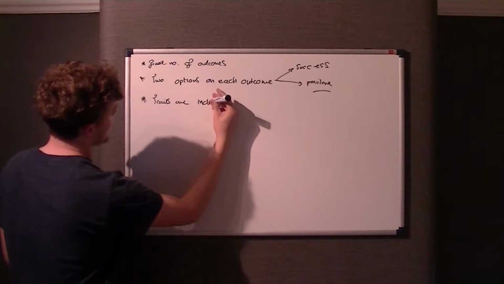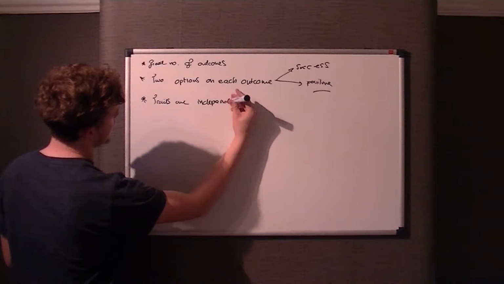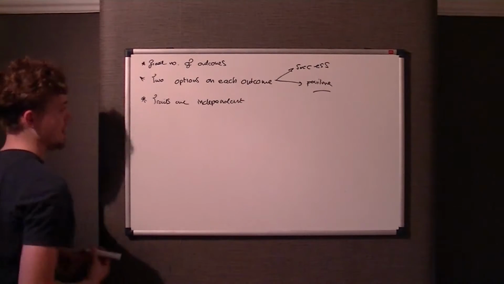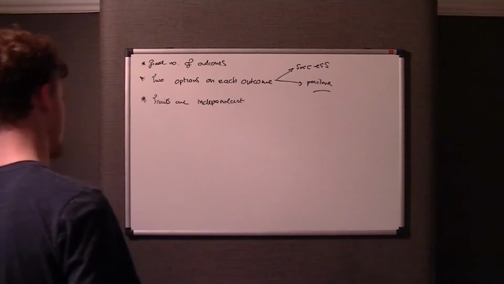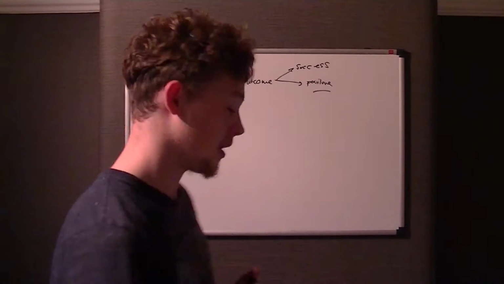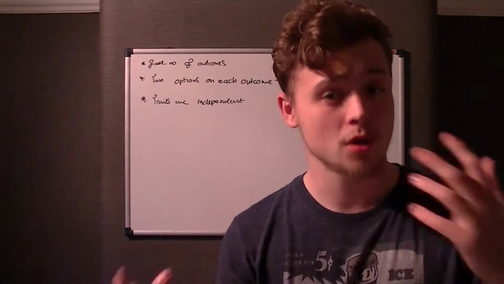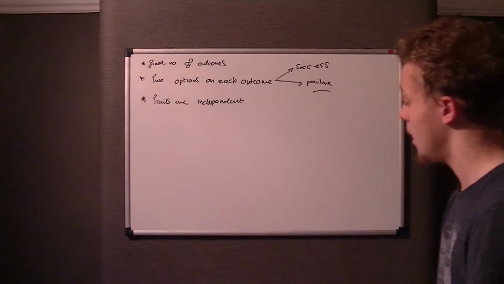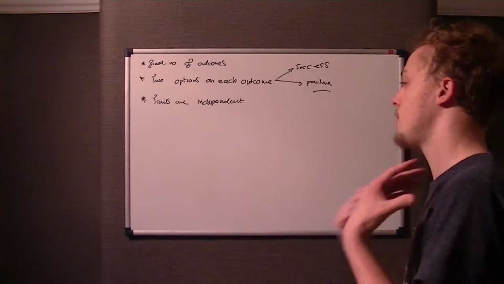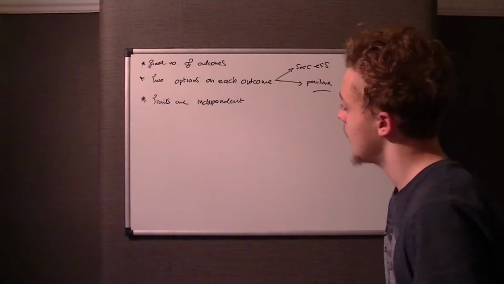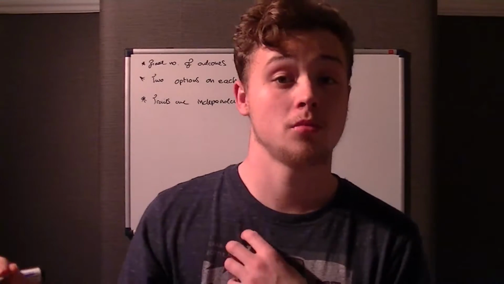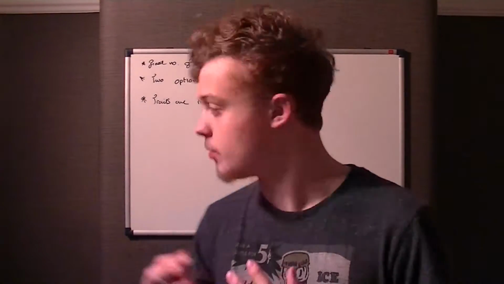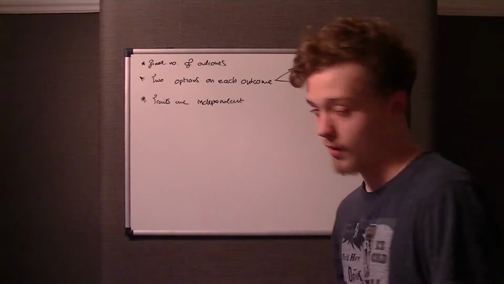Now, I'm trying to use different words so that you don't think a couple of the points say the same thing, because these all say totally different things. Okay, so what do I mean by trials are independent? What I mean is that one outcome does not depend on another one. In other words, they are independent.